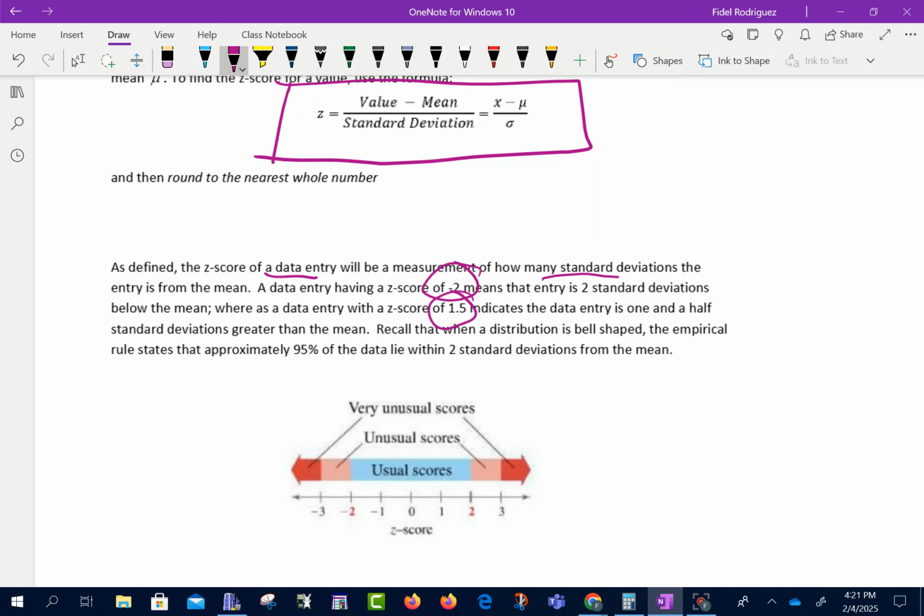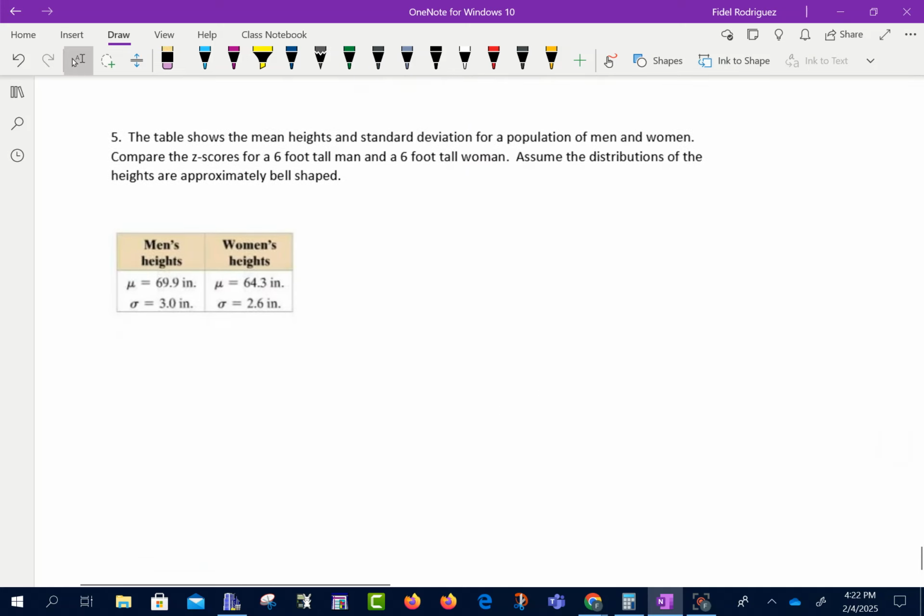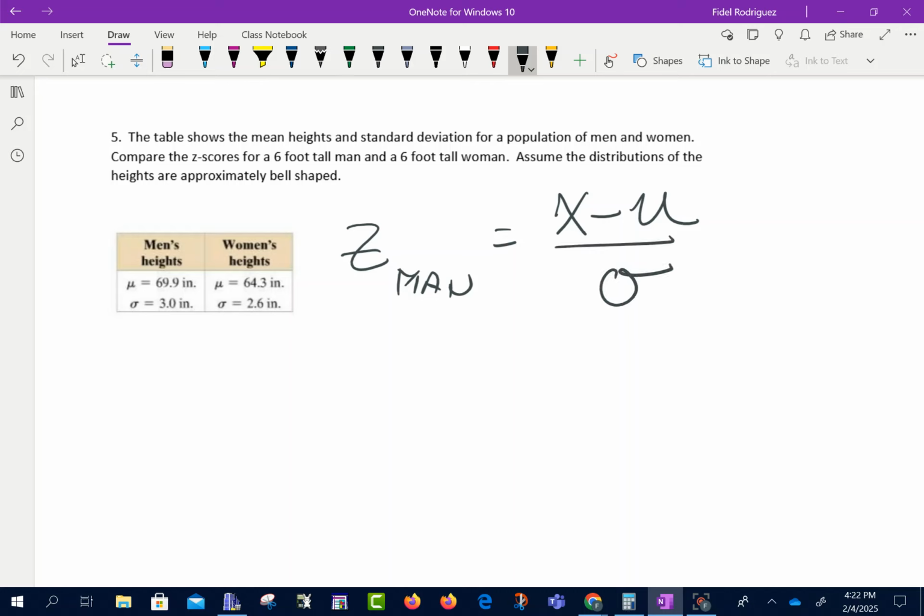Let me show you what we're going to look at here. I'm going to scroll down and we're going to do this last problem. It says the table below shows the mean heights and standard deviations for a population of men and women. Compare the z-scores for a 6-foot tall man and a 6-foot tall woman. First, we're going to find the z-score for a man. The formula we're going to use is (X minus mu) divided by sigma.